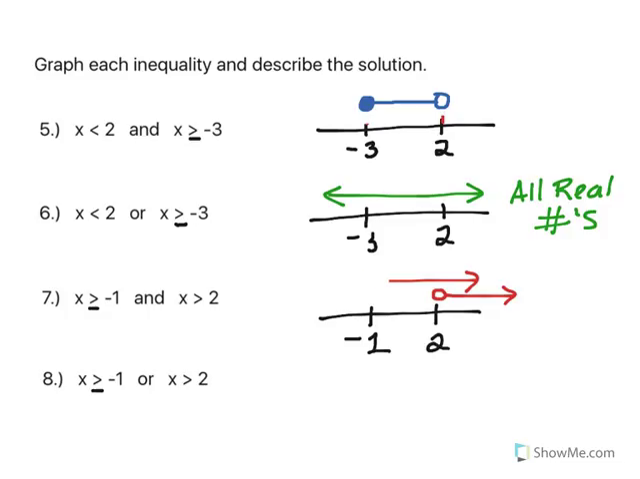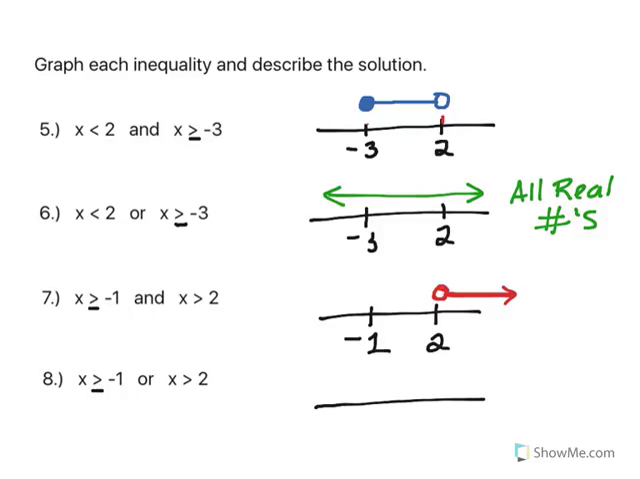So I'm going to go back and erase this portion because that was not where the overlap was. And because it says and, we're looking for overlap. So this is our final answer here. So it's all numbers bigger than 2 will satisfy this one.